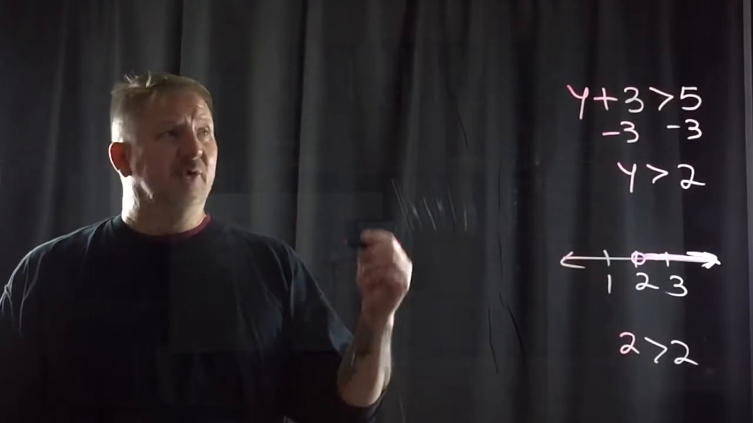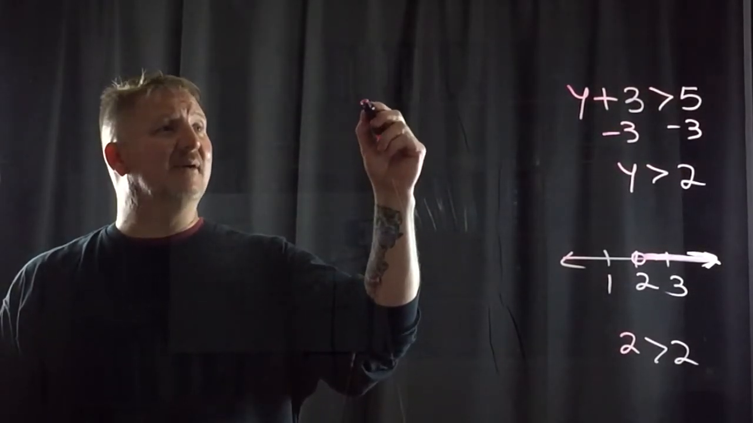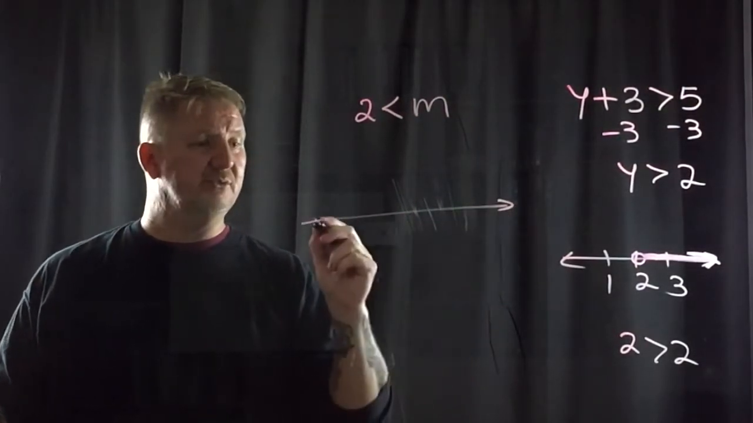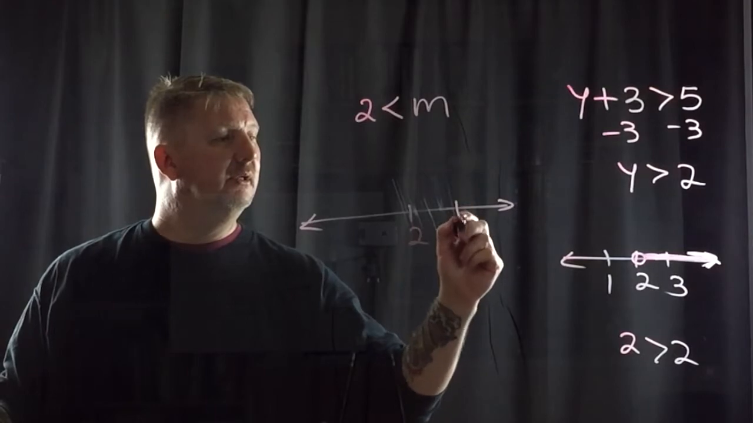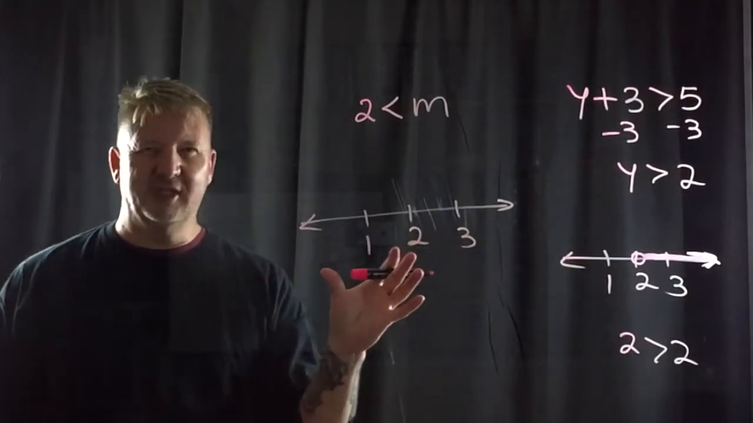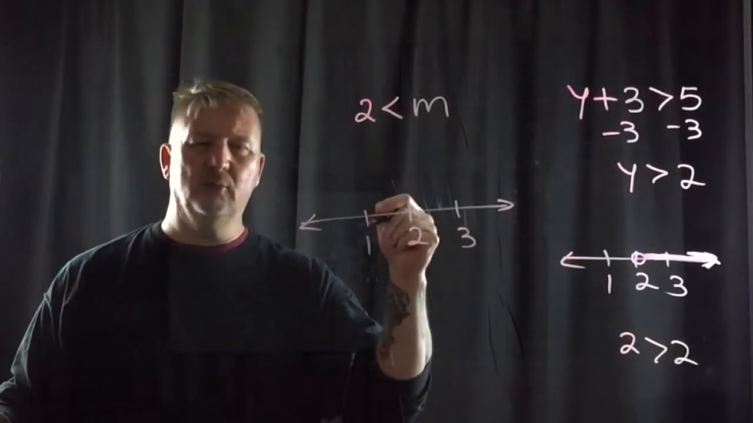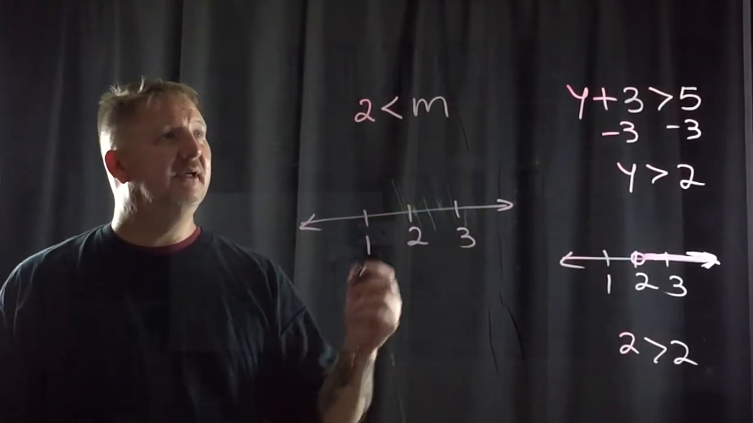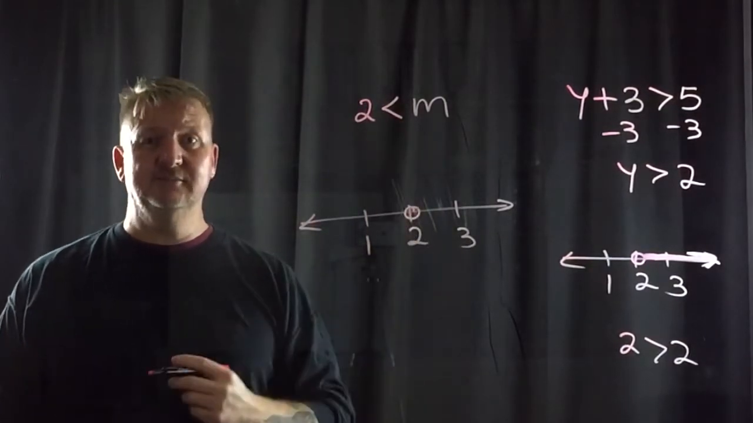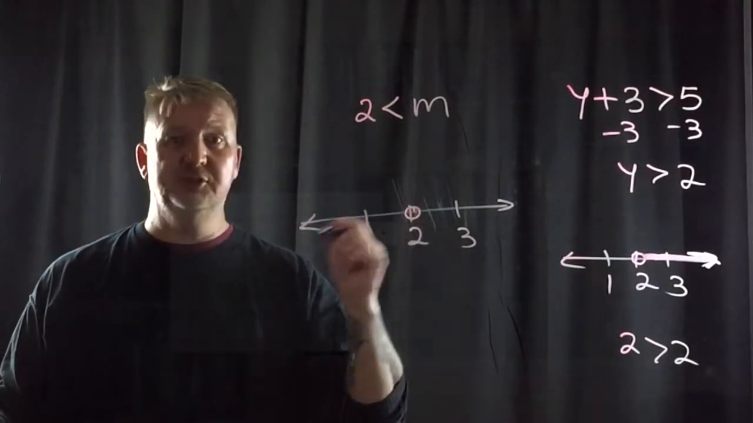Let's look at another example. In this example, I have 2 is less than m. I guess we're using 2 a lot. I really don't need more than 3 numbers in most cases on my graph, just one bigger and one smaller than the number I'm actually graphing. So I want to graph at 2. Because this is less than, I'm not going to include 2 in my number set.